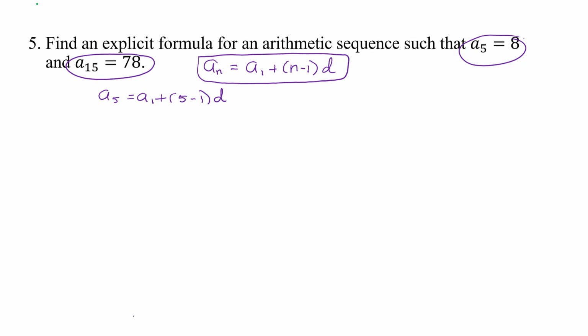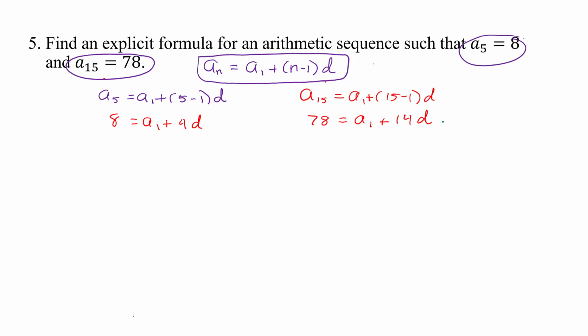Let's keep going. So a sub 5 is 8. So here 8 is going to equal a sub 1 plus 4d. And then if we look at our 15th term, we know that a sub 15 is equal to 78. Well, a sub 15, according to our general formula here, would be a sub 1 plus 15 minus 1 times our common difference. We're told that a sub 15 is equal to 78, so we have 78 equals a sub 1 plus 14d.